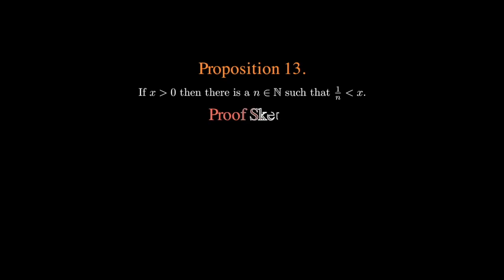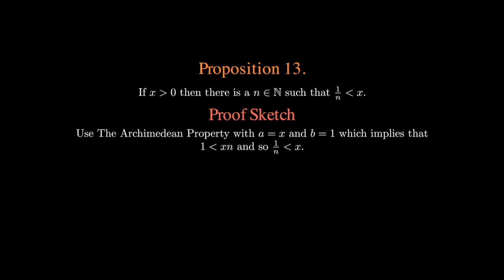Proposition 13 states that if x is strictly greater than 0, then there is a natural number n such that 1 over n is strictly less than x. To prove this, we use the Archimedean property with a equaling x and b equaling 1, which implies that 1 is strictly less than x times n, and so 1 over n is strictly less than x.